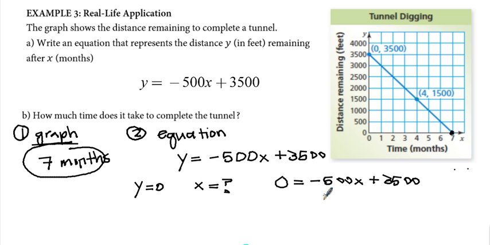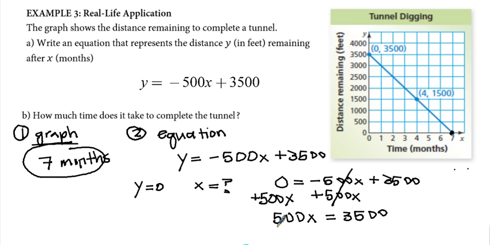And then maybe you can just subtract 3,500 from both sides to move it to the other side, or you can add 500x to both sides to move it to the other side. I am just going to add 500x to both sides so that I don't have any negatives. Then it moves to the left, so you have 500x equals 3,500. To solve for x, divide both sides by 500.